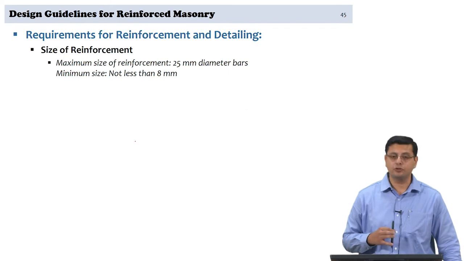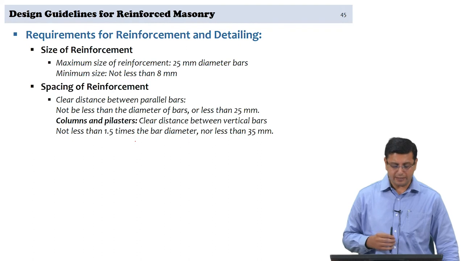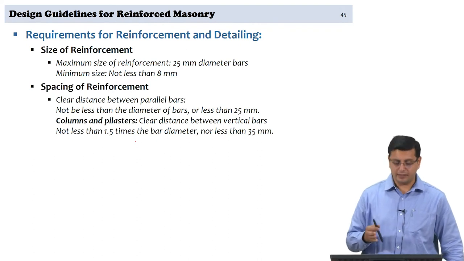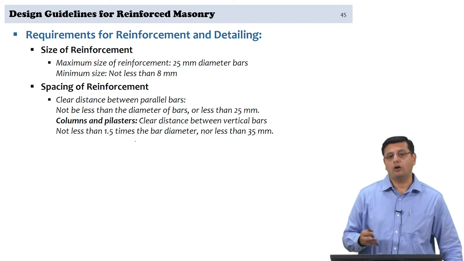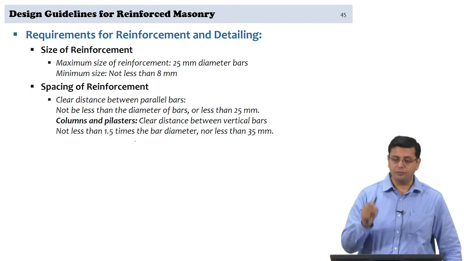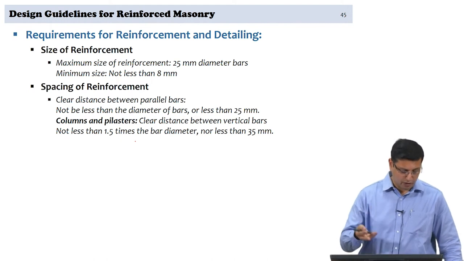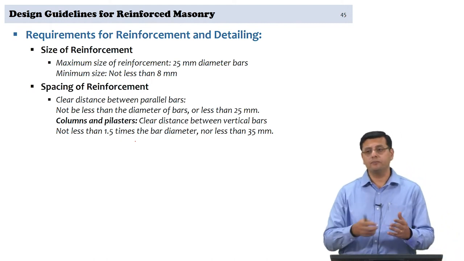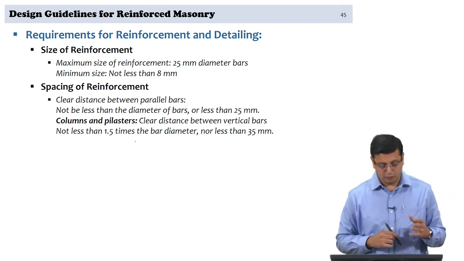Minimum size of reinforcement should not be less than 8 millimeters. Spacing of reinforcement bars, you will need to look at the clear distance between parallel bars, and the clear distance between parallel bars should not be less than the diameter of the bars or 25 millimeters, and this is really coming from the requirement of the coarse aggregates, which should be able to fill in and not result in honeycombing as you're grouting the pockets with the steel reinforcement.